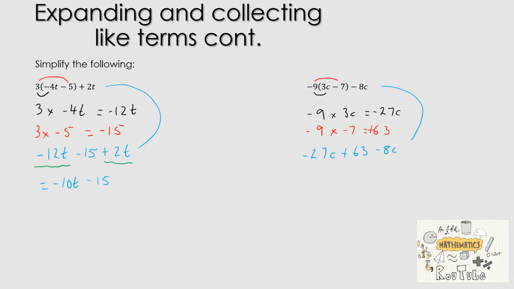Okay, now again we've got like terms, we've got c's, we've got negatives and negatives. So now we had negative 27c and we're going to subtract 8 more. So you're going to go away from 0. So negative 27 minus 8 should be negative 35. Oh, I might rewrite that. Negative 35c. And we've still got our constant, which is 63, not 65, 63. We can't simplify anymore because they are not like terms.